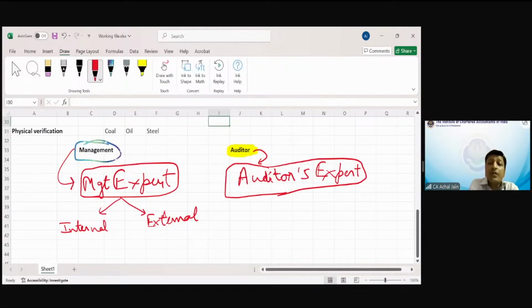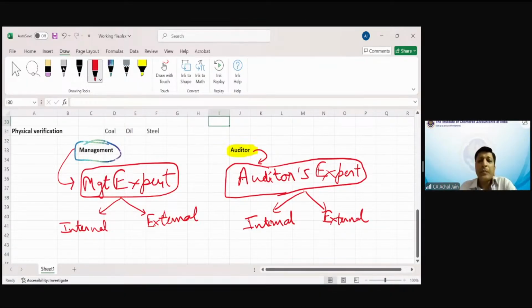Now, this expert of the auditor could again be internal or external. So it doesn't matter. You should not think that it's only internal or only external. Same way.